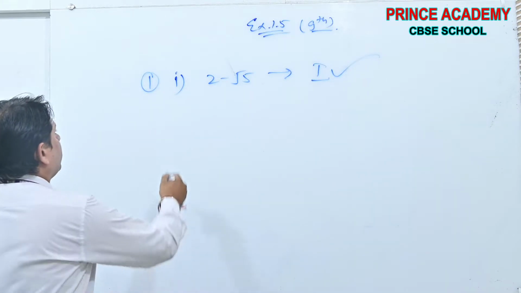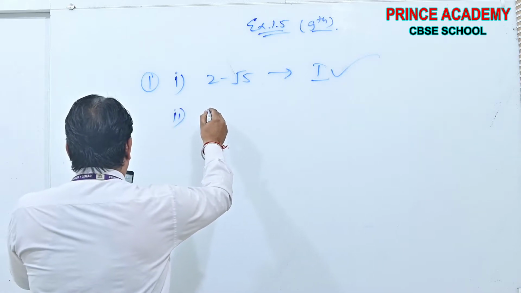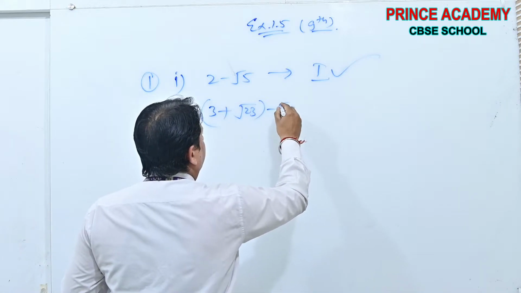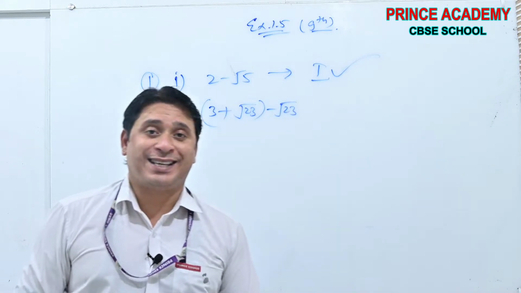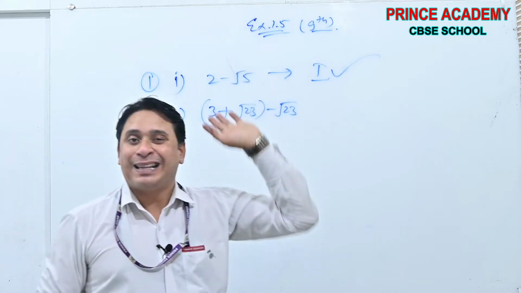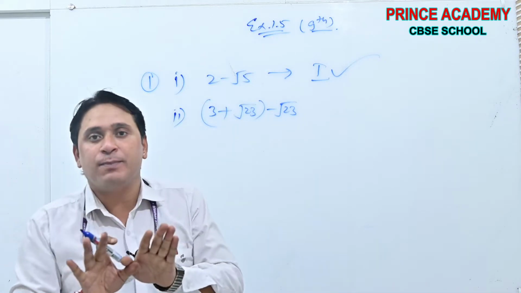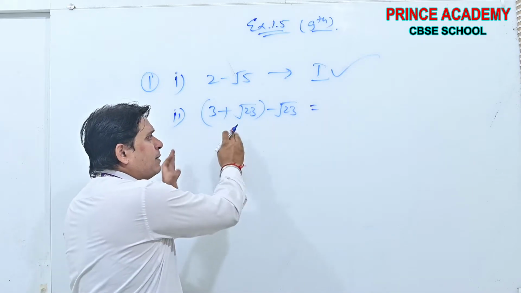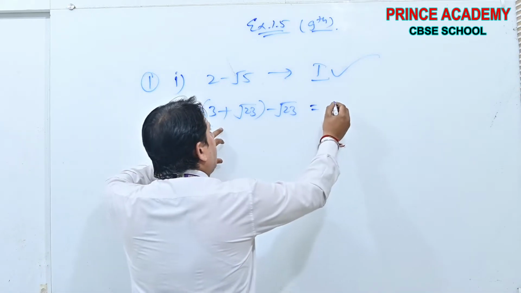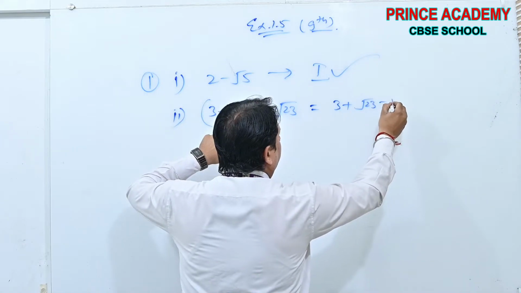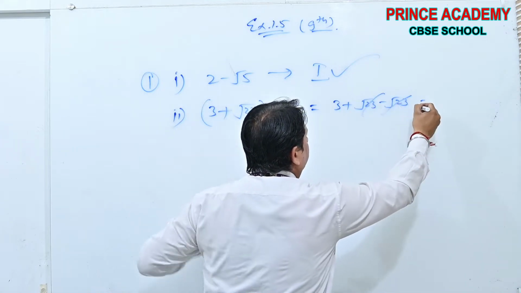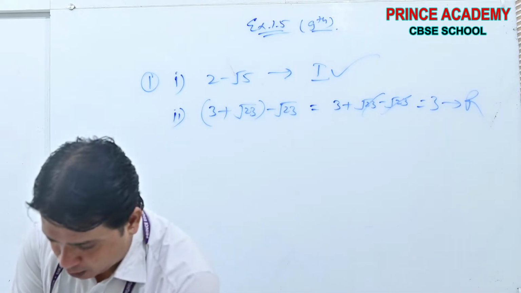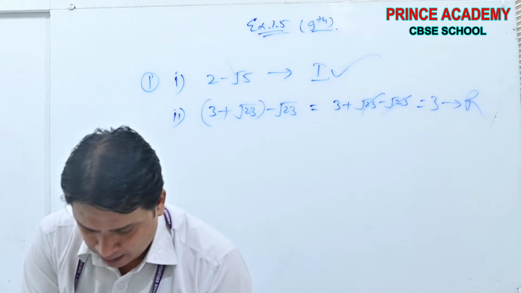Second part, 3 plus root 23 minus root 23. Some students will say, sir, root 23. No, just have some patience. If there is any operation possible, then apply it. Open the bracket. What will you get? What is this? Rational, yes or no? Are you getting my point, beta?